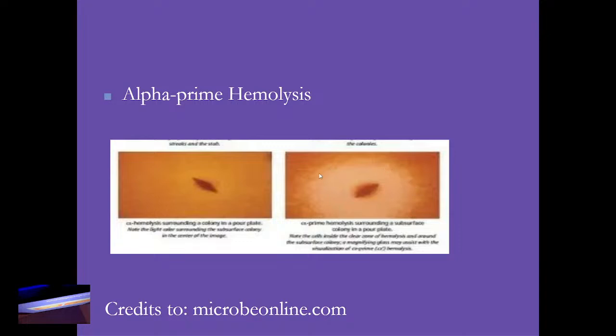Makikita nyo, complete hemolysis yung gitna, tapos yung nasa labas, may hemolysis pa rin. Almost the same color as the one on the left, yung outer periphery ng slide, yung picture natin na to. So nakita nyo, so alpha prime. So pag sinabi natin alpha prime, there's something near the colonies. Okay? So complete hemolysis in the colonies ang ibig sabihin nun. Ay, ang meron doon yun yung something na yun.